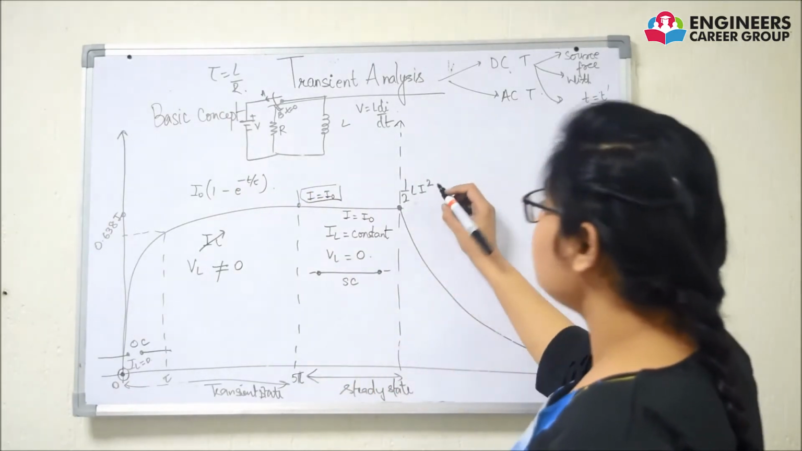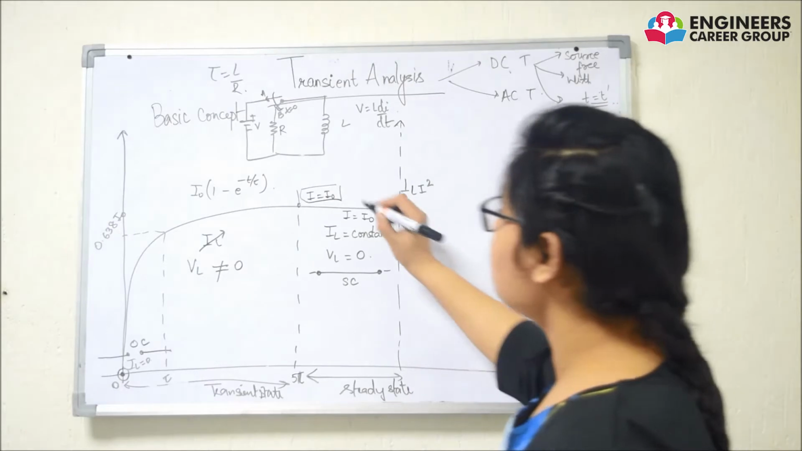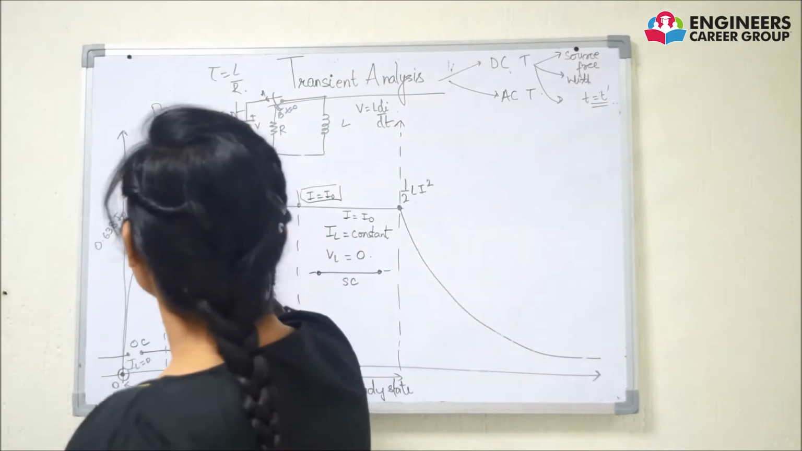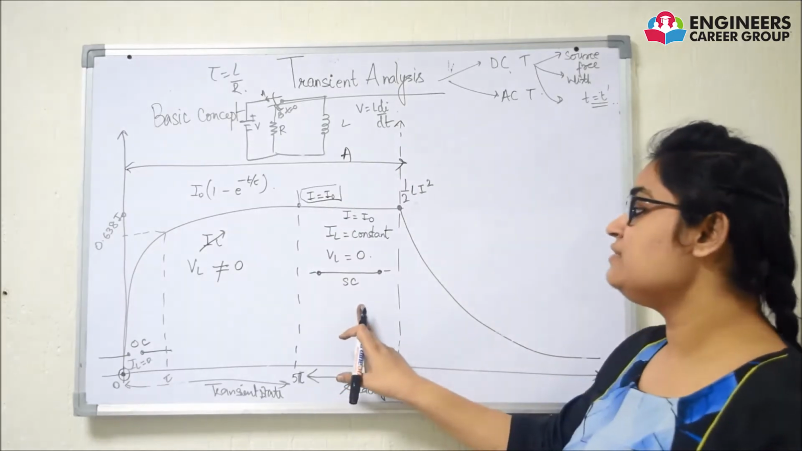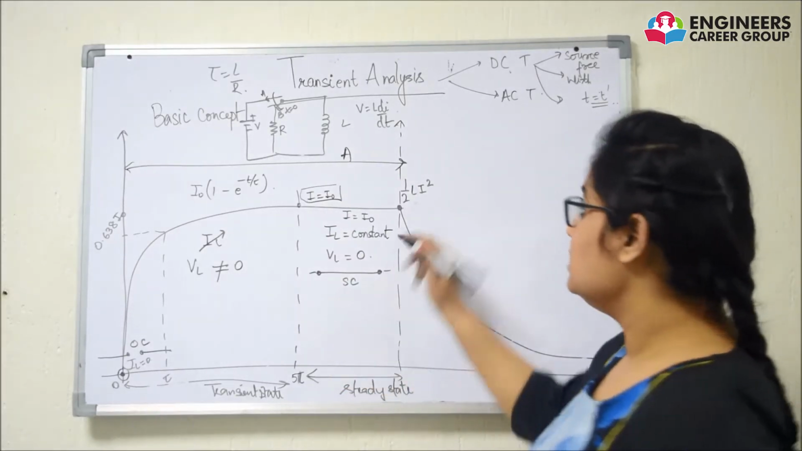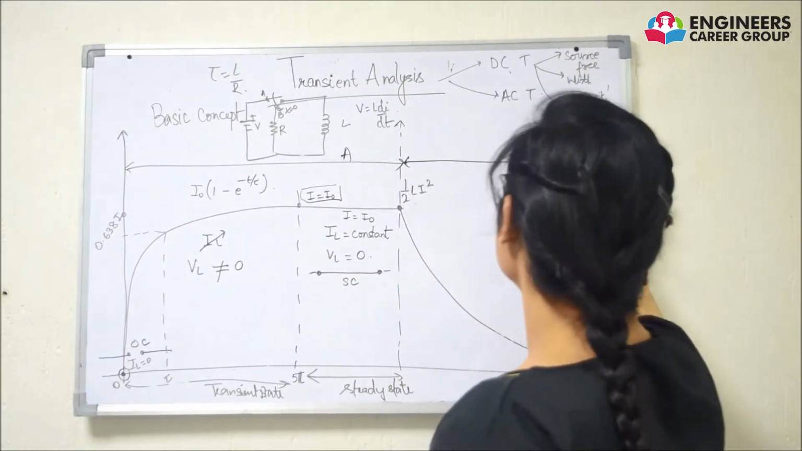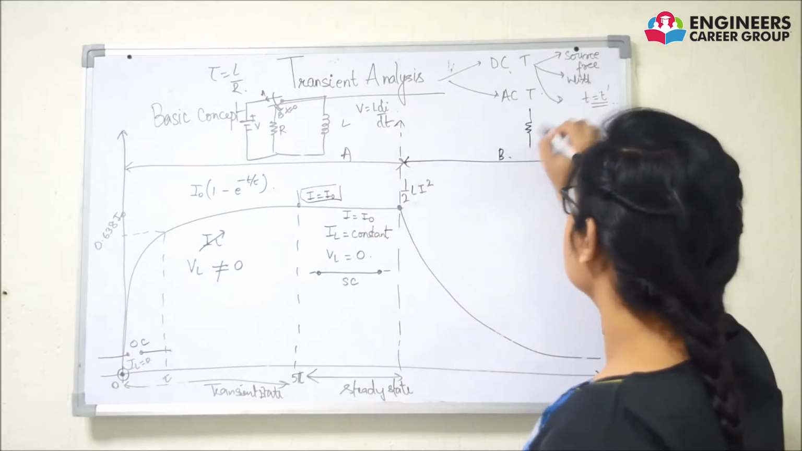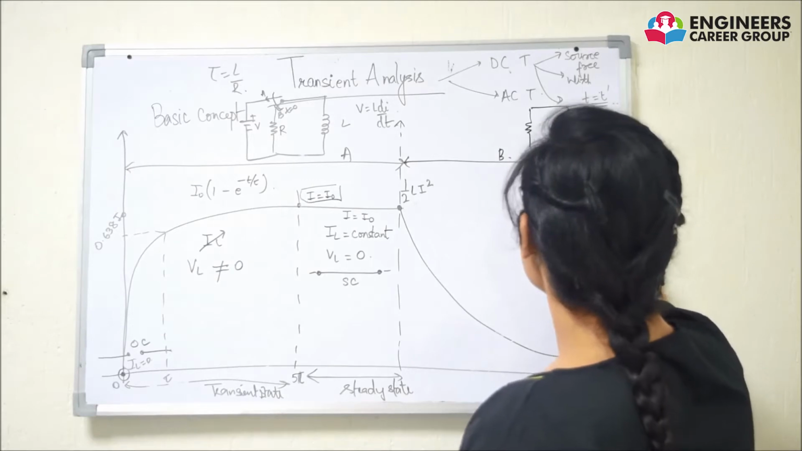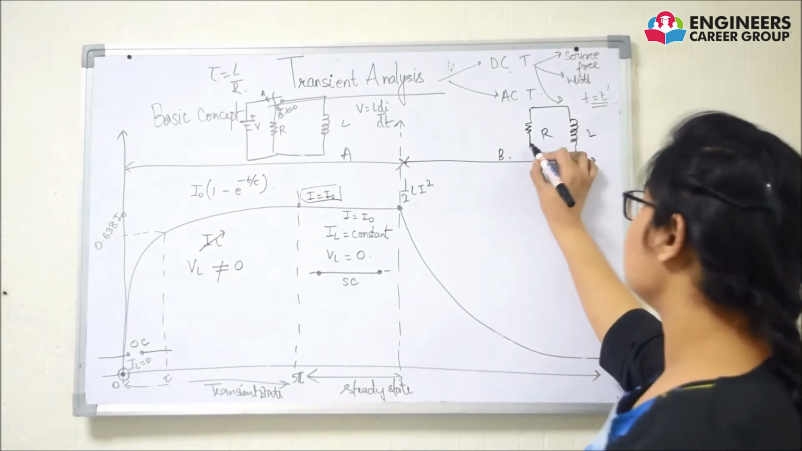Now we talk about discharging. This was when the switch was in position A. After it has achieved its steady state, the switch is shifted to position B. This is the circuit for position B. This circuit is basically a source free RL circuit.